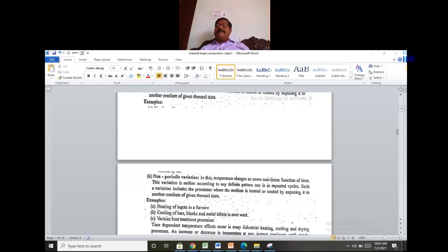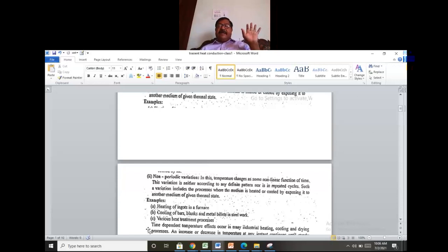The only thing is that transient heat conduction means, one-dimensional transient heat conduction means the temperature and heat transfer change with respect to one axis and with respect to time. Transient means it changes with respect to time. Every minute, every second, as the time changes, the temperature also changes in the element.